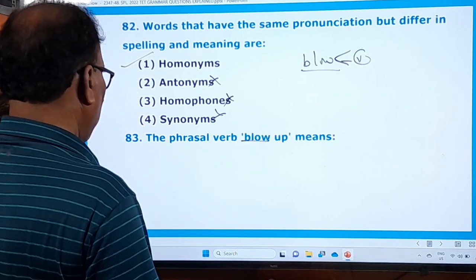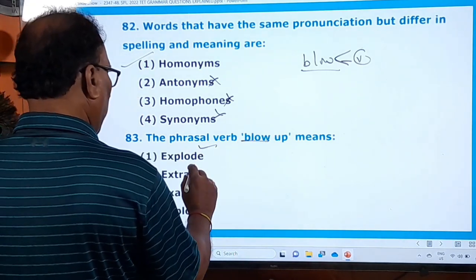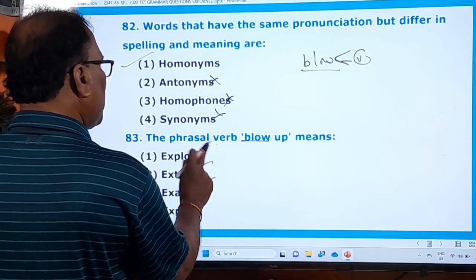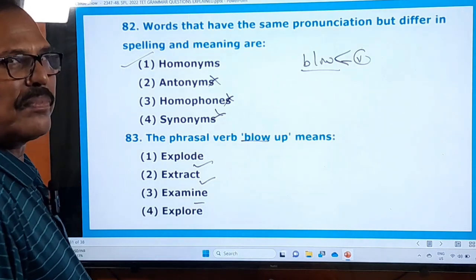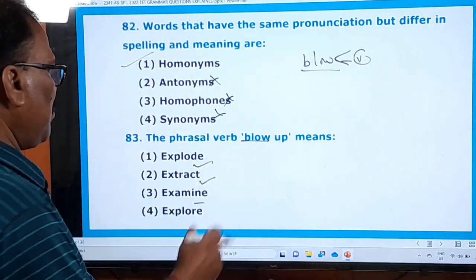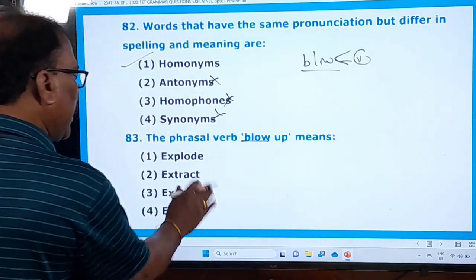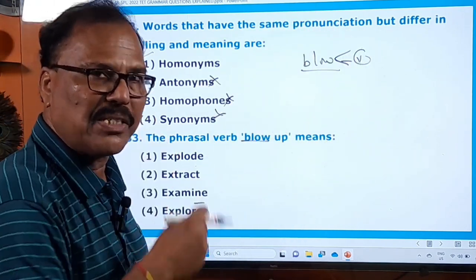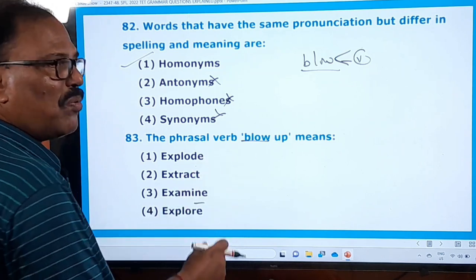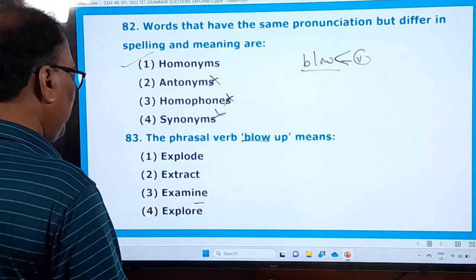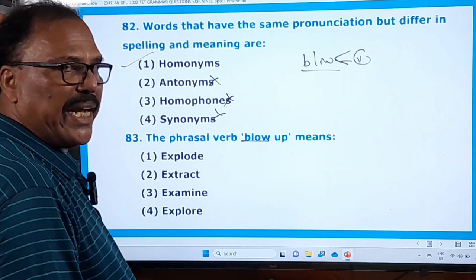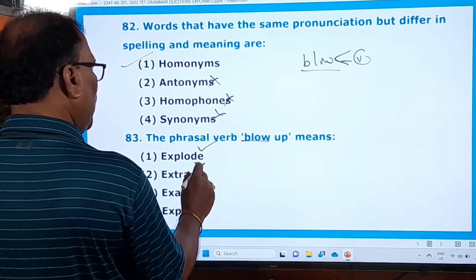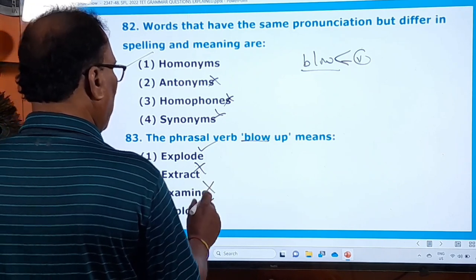Blow up means explode, extract, examine, or explore, which is the right one? Explode means to burst out. Extract means to take something out of that. You extract oil from peanuts. Examine means to test. Explore means to investigate. So blow up means explode. This is not correct, this is not correct, this is not correct, and that's the right one.